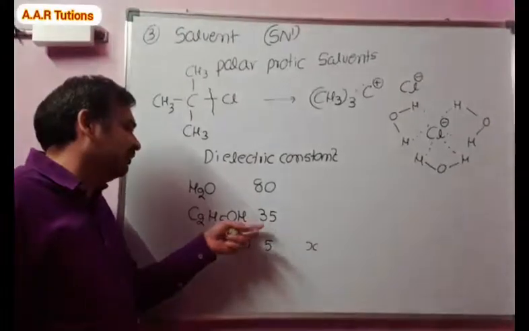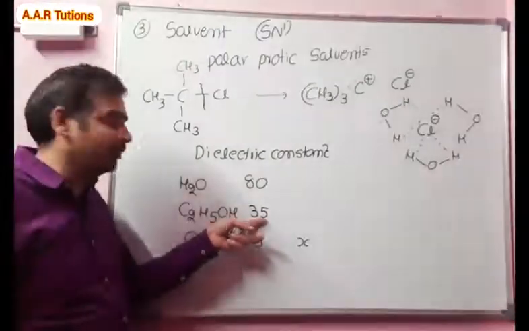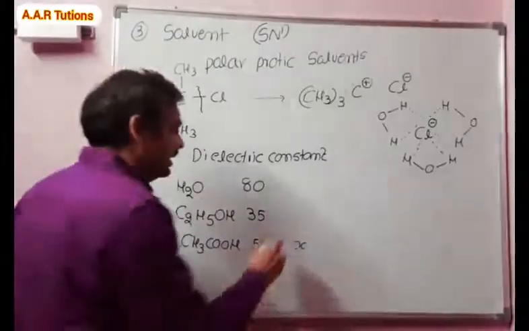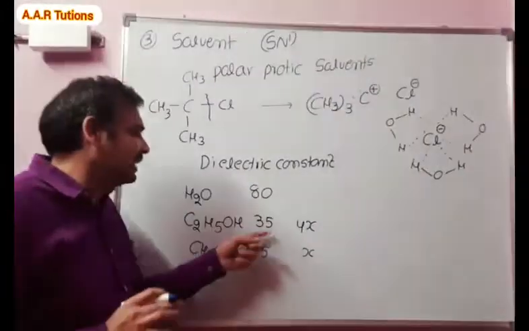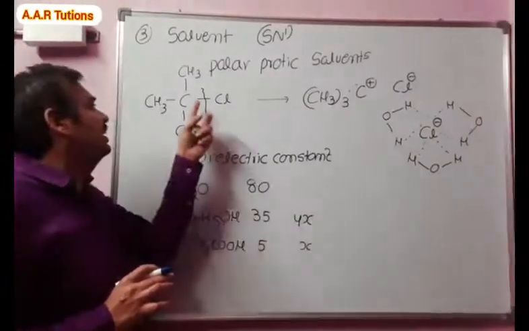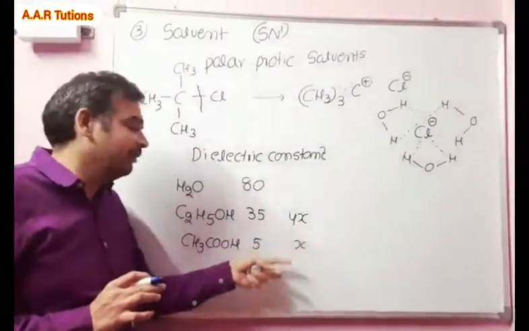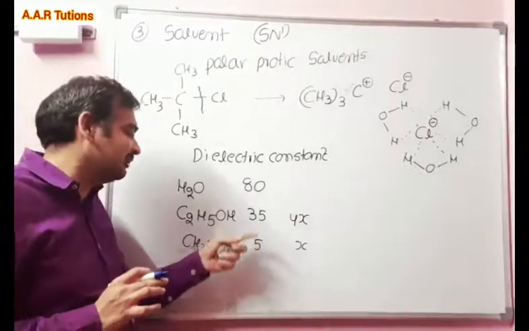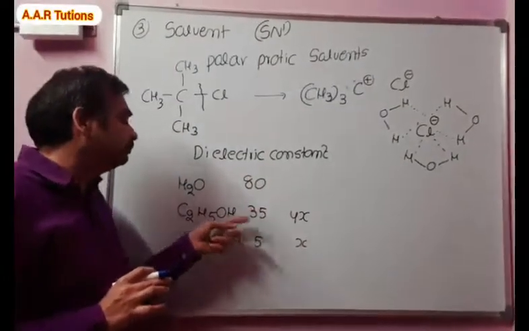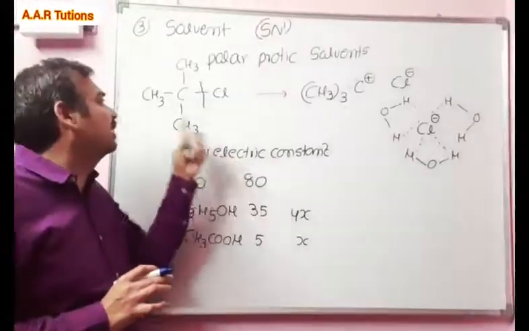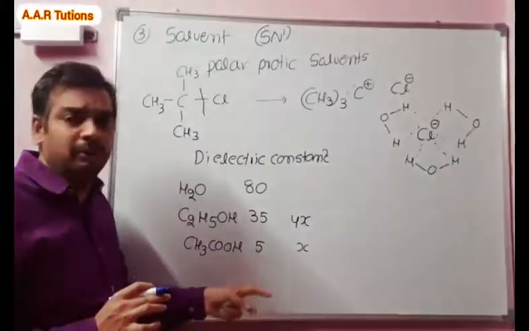So see the rate of reaction. Ethanol's dielectric constant is more when compared to acetic acid, so the rate is around 4X. Since the dielectric constant is more, it will readily polarize the C-Cl bond, and the rate is 4X when compared to acetic acid. Because in the case of the least dielectric constant, the rate is X. In ethanol, the dielectric constant is more, it readily polarizes the C-Cl bond, and the rate is 4 times more when compared to acetic acid.